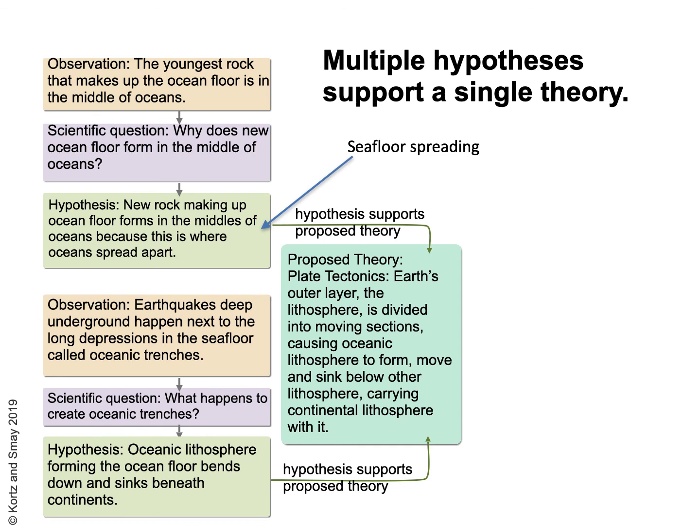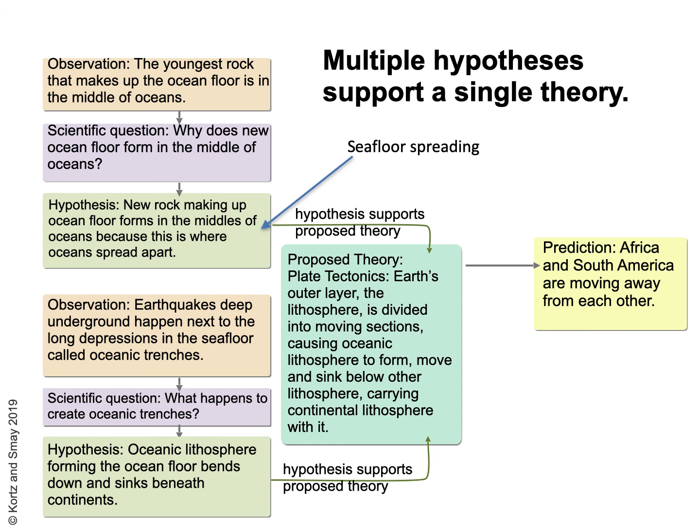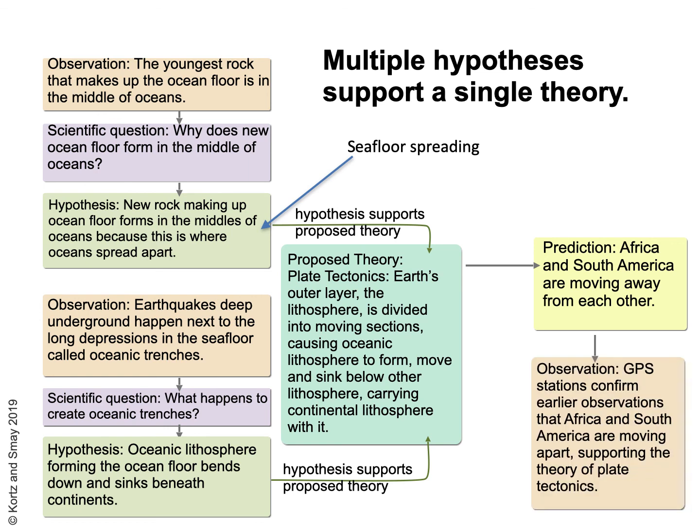The proposed theory of plate tectonics states that the lithosphere is the unit that moves, not continents like proposed by continental drift. The lithosphere is divided into plates, and in some places oceanic lithosphere forms, in other places it sinks below other pieces of lithosphere and is destroyed, and the continents move as part of these lithospheric plates. They're carried along with them. The theory of plate tectonics makes many predictions, one of which is that Africa and South America are currently moving away from each other, which has been confirmed by many lines of evidence, including direct GPS measurements of plates moving.